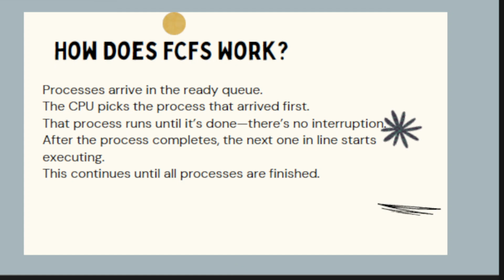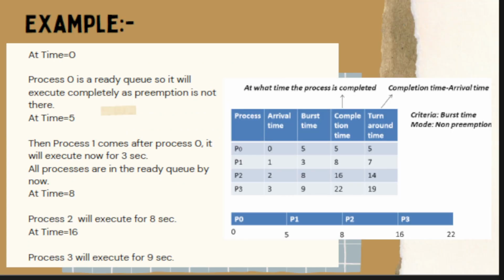Let's consider an example to see first come first serve in action. Suppose we have 4 processes arriving in the following order. P0 arrives at time 0 and its burst time is 5. For P1, arrival time is 1, burst time is 3. For P2, arrival time is 2, burst time is 8. And for P3, arrival time is 3 and burst time is 9.